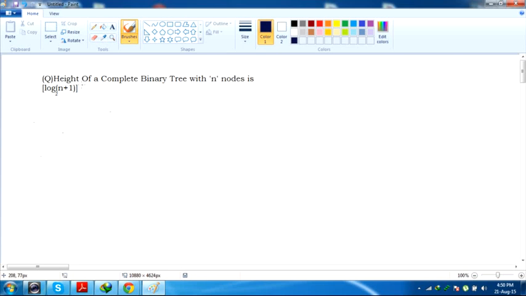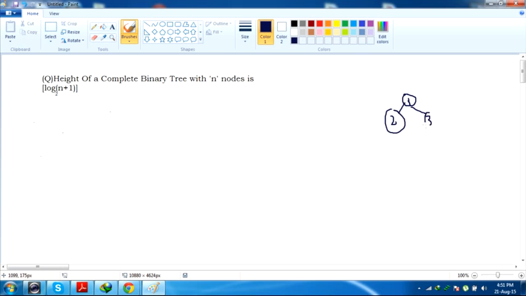Now we have to prove the height of a complete binary tree with n nodes is nothing but log base 2 n plus 1. Suppose, the definition of a binary tree is what? Complete binary tree is what? Every level is completely filled except the last. So let me draw a binary tree.